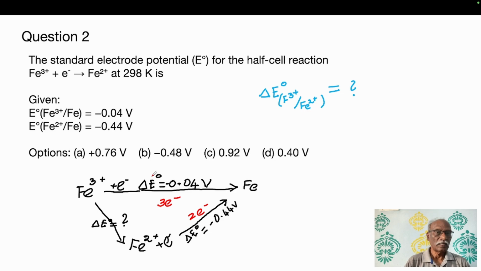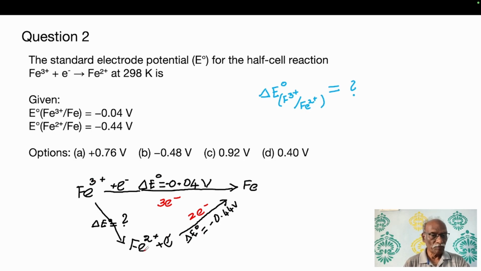Here, the standard electrode potential E naught for Fe3+ into Fe2+ is asked. Here there are three such reactions. One is Fe3+ converted into Fe, one reaction.